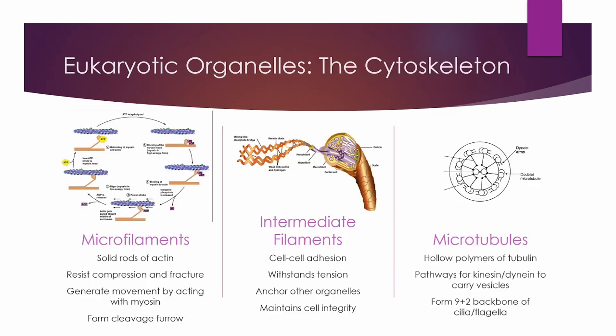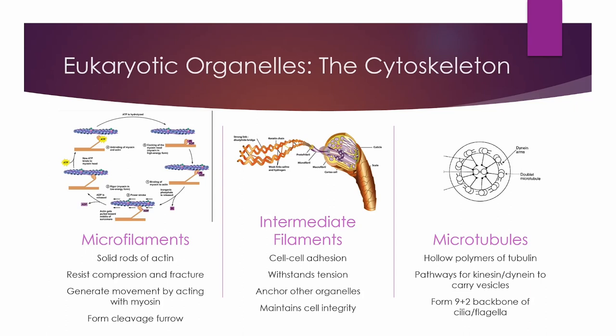Moving on, let's talk about the cytoskeleton. The cytoskeleton consists of three main structures, starting with microfilaments. Microfilaments are essentially solid rods of actin. The actin filaments are organized into bundles and networks and are resistant to compression and fracture. This provides protection for the cell.